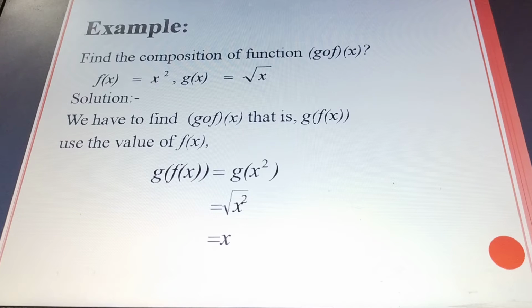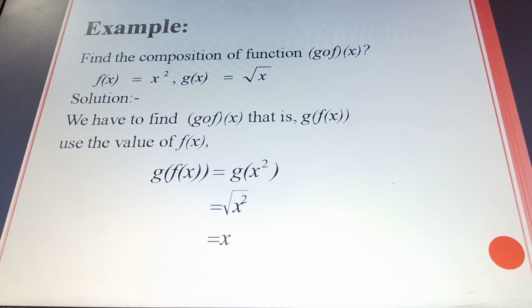So f of x is the inner function and g is the outer function, so replace f of x by x square, so you get g of x square, and the value of g of x is equal to the square root of x. So here we have to find g of x square. Replace x by x square. So square and square root both get cancelled. You get g composite f of x is equal to x.